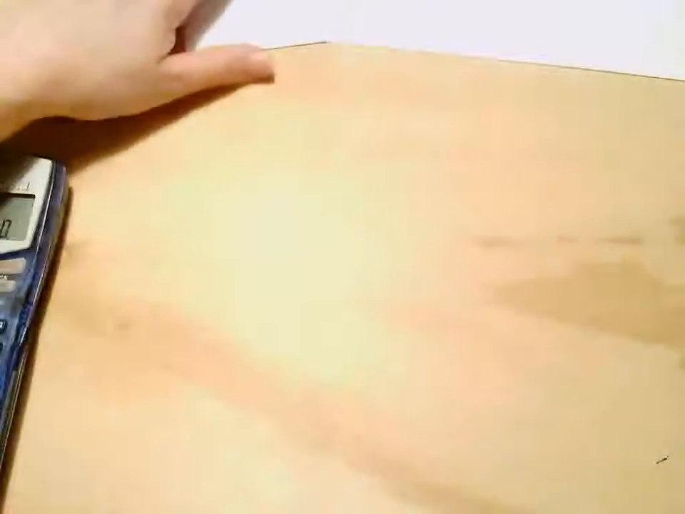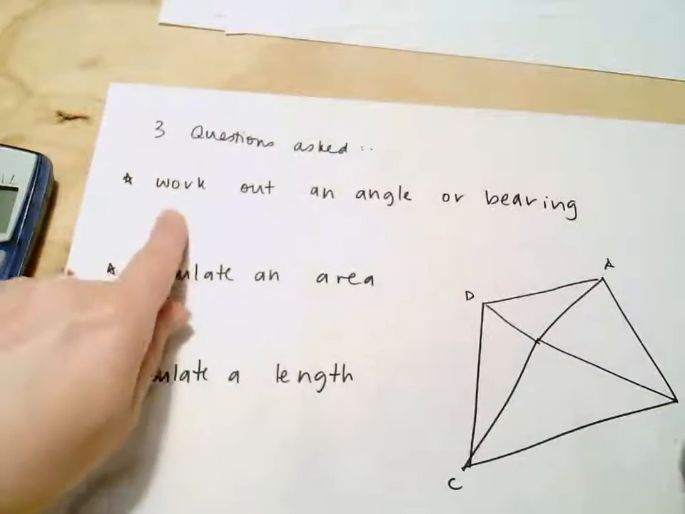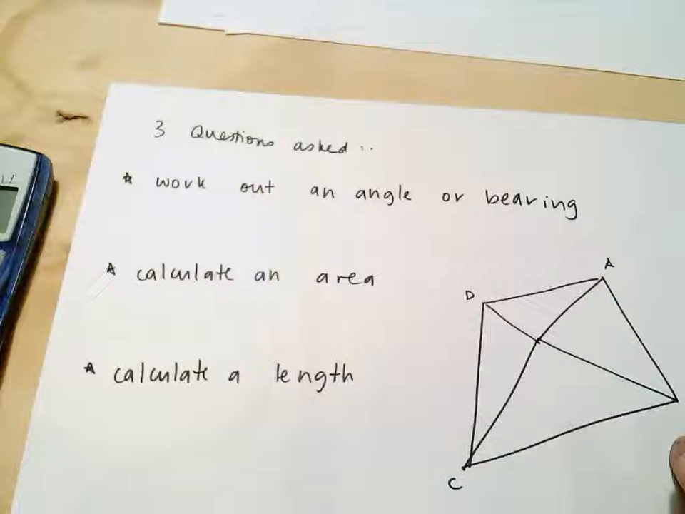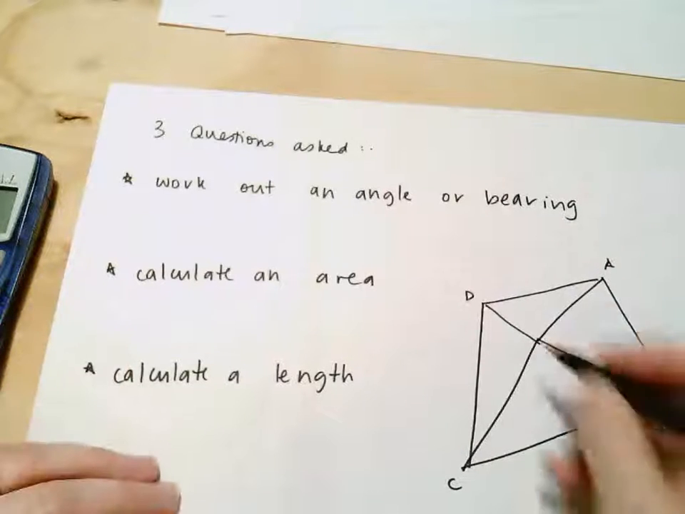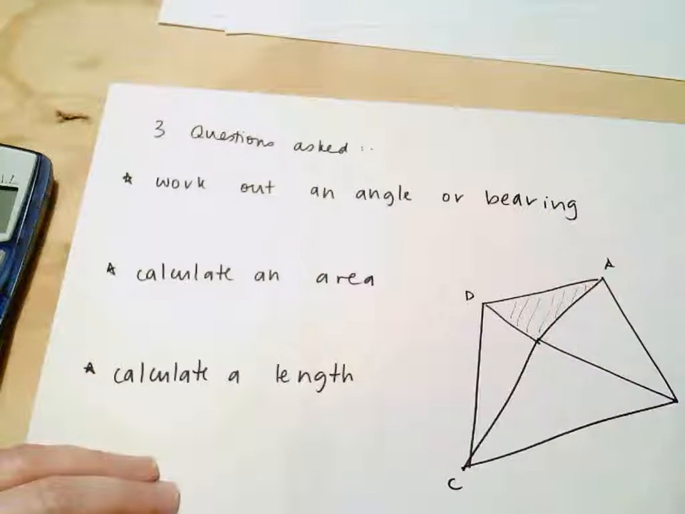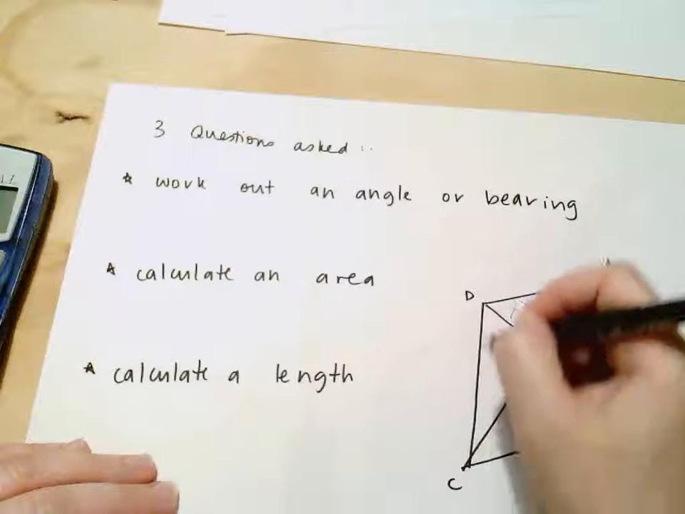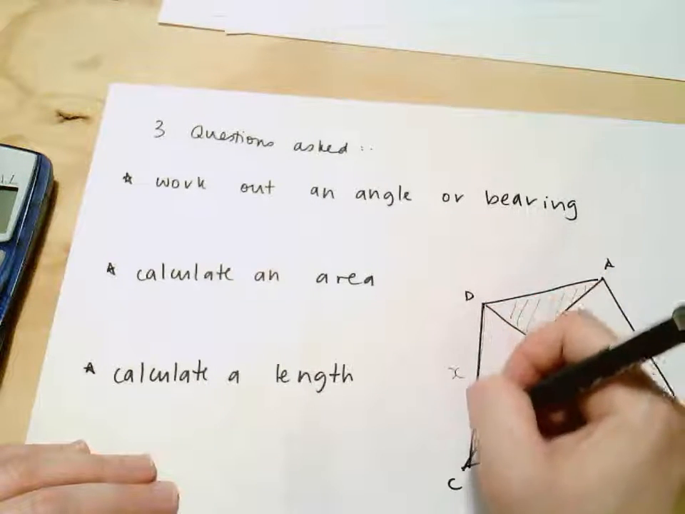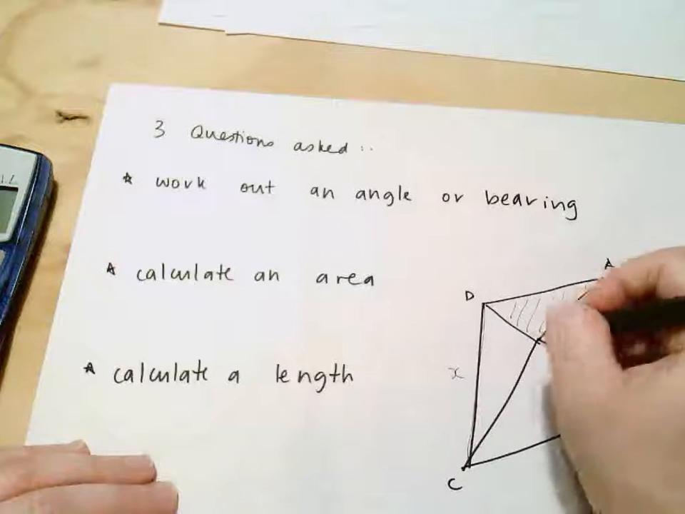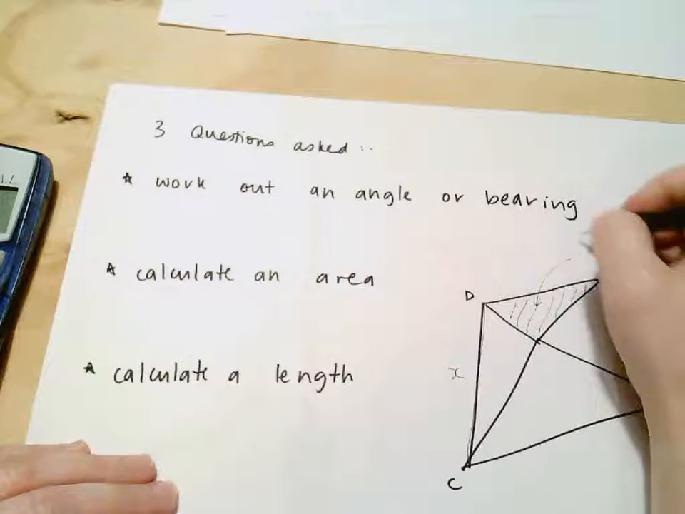So you're typically asked 3 types of questions when it comes to these surveys. The first one is that you're asked to work out an angle or a bearing. The second is that you might be asked to work out the area of a section, like this. And the last thing is that you might be asked to work out the length of one of the sides, so something like this.